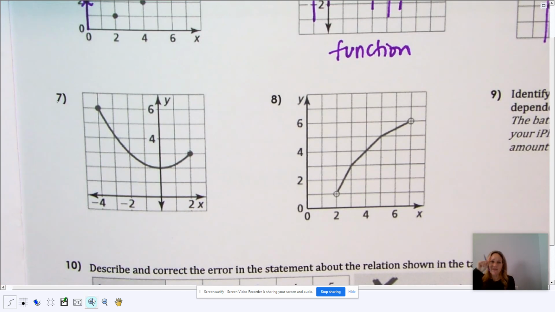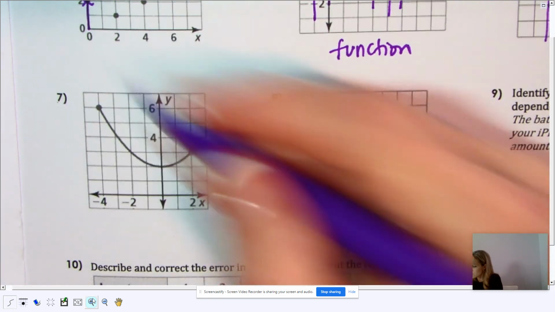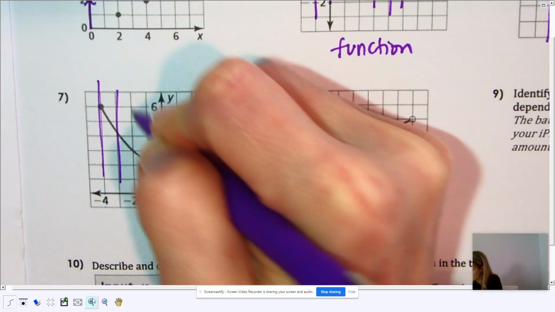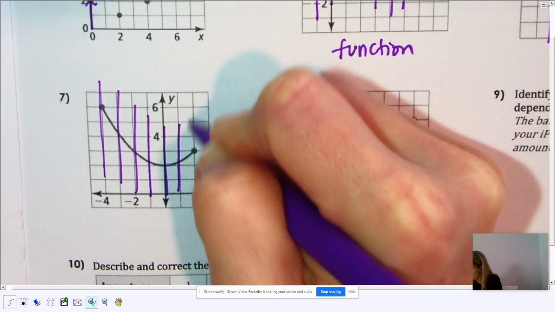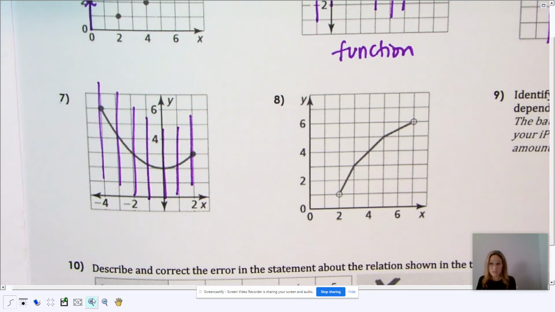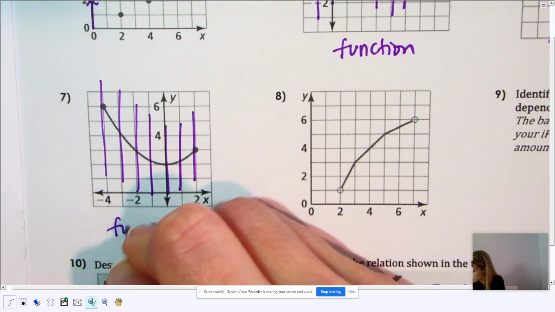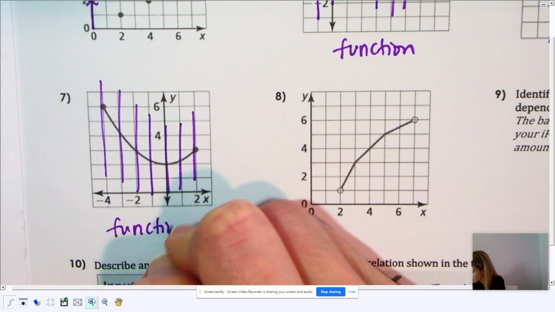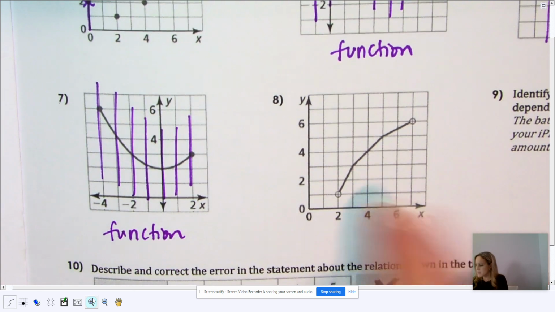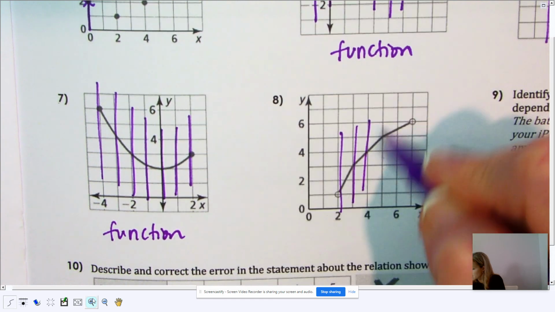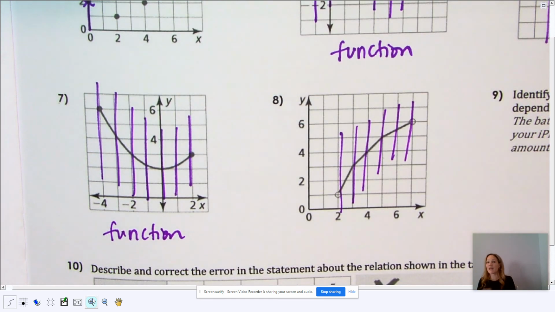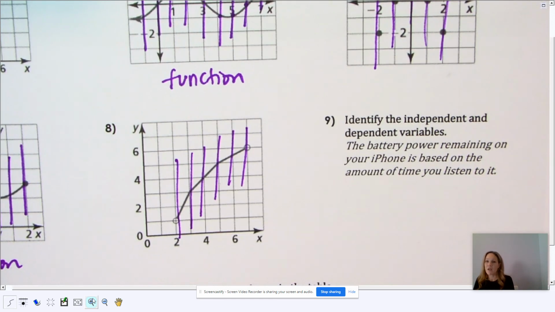Okay, question number 7, I will give you the answer to. So we're going to try that, and any vertical line I draw only passes through at 1 time. So yes, this is a function. Question number 8, you're going to do the same thing. Draw vertical lines and see if there's any line that passes through more than 1 time.